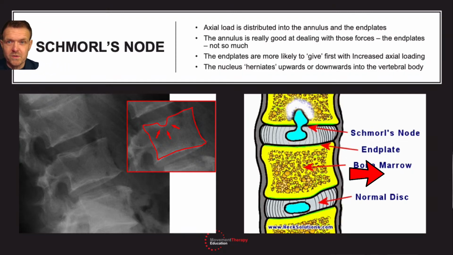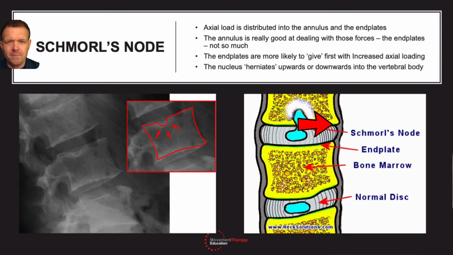These are the Schmorl's nodes that I was just talking about. So a disc is likely initially to herniate either upwards or downwards rather than forward or back, just because of the axial load. So it herniates upwards or downwards into the vertebral body.